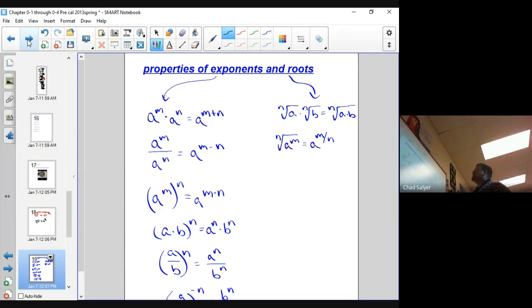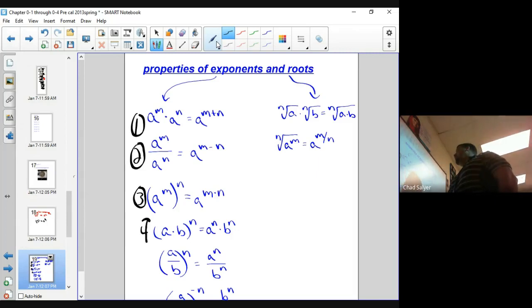Okay, so some properties of exponents and roots. First of all, exponents. You've got the product of powers. So you just add the exponents, and I'm talking about this first one here. And then the second one is the quotient of powers. You subtract the exponents. And then the third property of exponents is the power of a power. You multiply the exponents. And the fourth property of exponents is a power of a product. You're going to distribute that power to both of the factors, like you see here on 4.